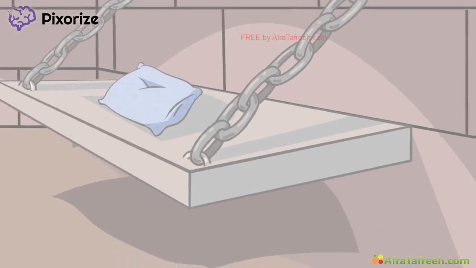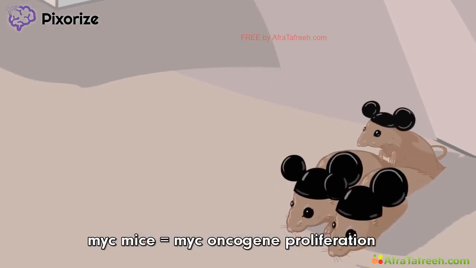Now take a look toward the front of the room. This may be a small cell, but our prisoner is sharing his room with some rodents. These MYC mice should help you remember MYC oncogenes, a proliferation of which is commonly seen in small cell carcinoma.